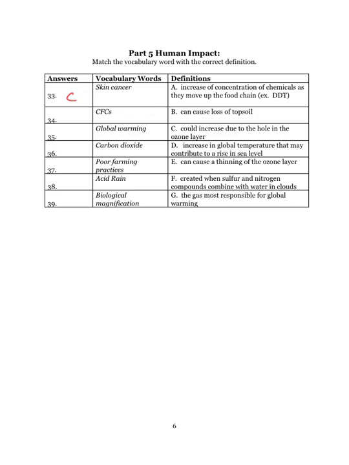Number 34 is CFCs, or chlorofluorocarbons. Chlorofluorocarbons can cause the thinning of the ozone layer, so that's letter E. And those are chemicals that we've used historically as refrigerants and coolants and things like that. And when they make it all the way up into the stratosphere where the ozone layer is located, it can break down the ozone and damage the ability to block ultraviolet light.